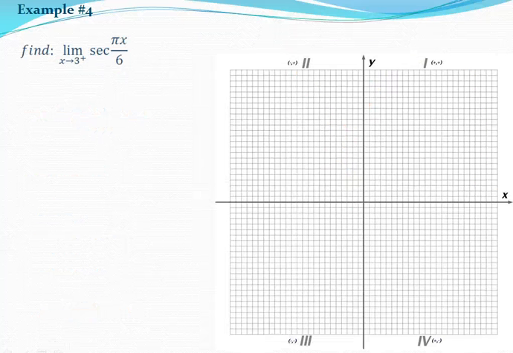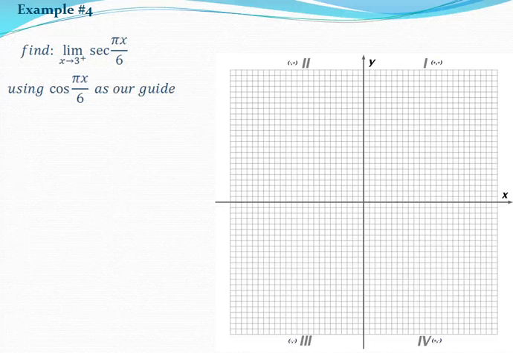Now it's time to look at a trigonometric example. I want to take the limit as x approaches 3 from the right of the secant of pi x over 6. So knowing that secant is the reciprocal of cosine, it's going to go undefined when cosine is 0. So I'm going to use cosine as my guide. So I start making my list so that I can graph cosine as a ghost graph. I have an amplitude of 1. The period, using 2 pi over b, is equal to 12.